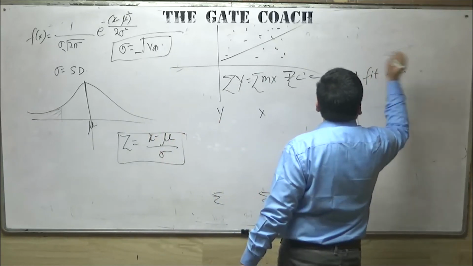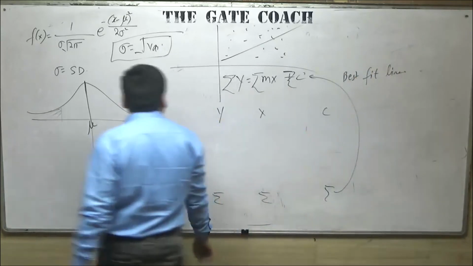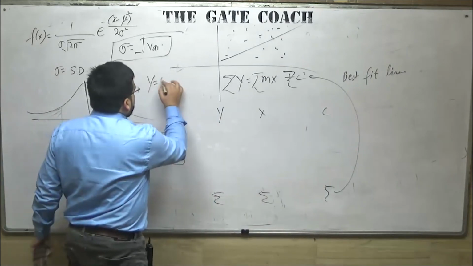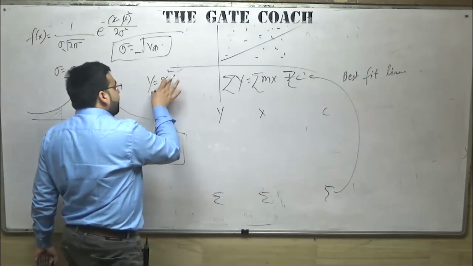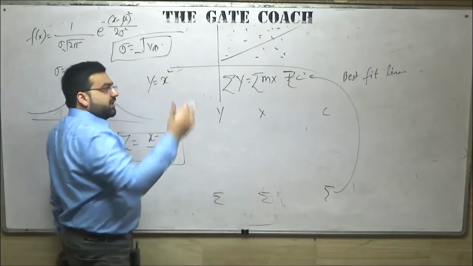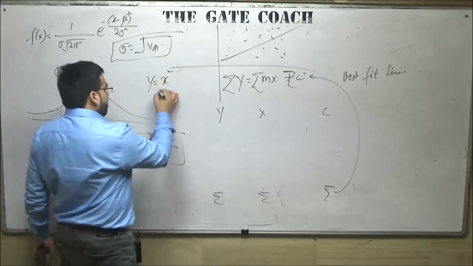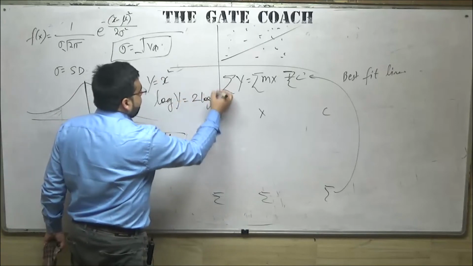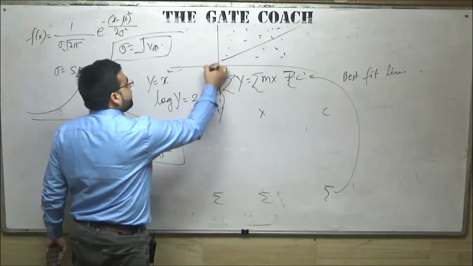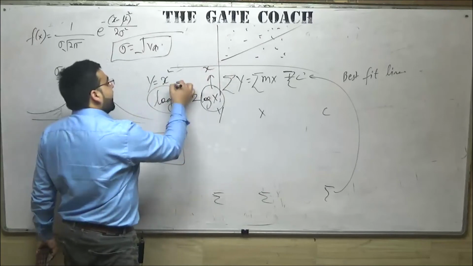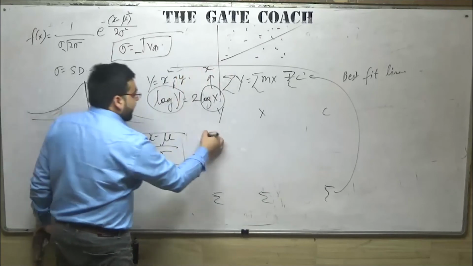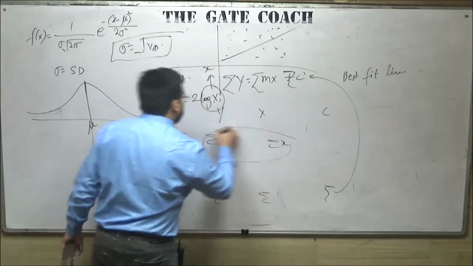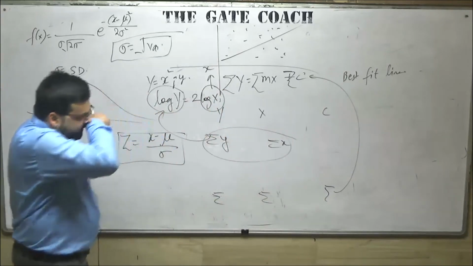If a curve is given to you, for example y is equal to x square is a curve and you have to fit the points of this curve in a straight line, you take log. Log of y is equal to 2 log of x. And you put log x is equal to small x and log y is equal to small y. And then again you do the same thing. Summation of y, summation of x, and you put all these values here. That will be the best fit line.